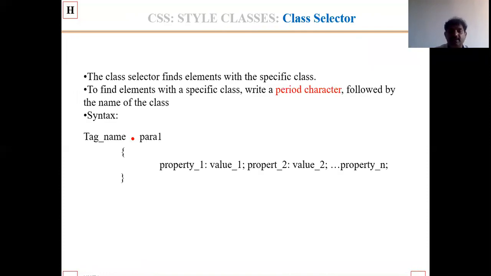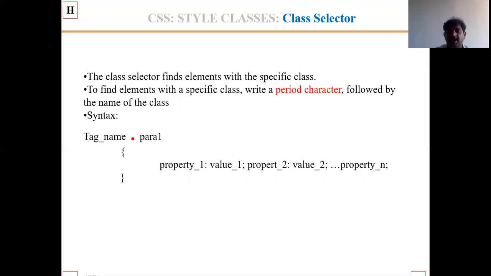Next, the class selector. The class selector finds the elements with a specific class. To find the elements with a specific class, write a period character followed by the name of the class. Syntax: tag name, period means dot, para1, curly bracket open, property1: value1; property2: value2; property n, and close the curly bracket.